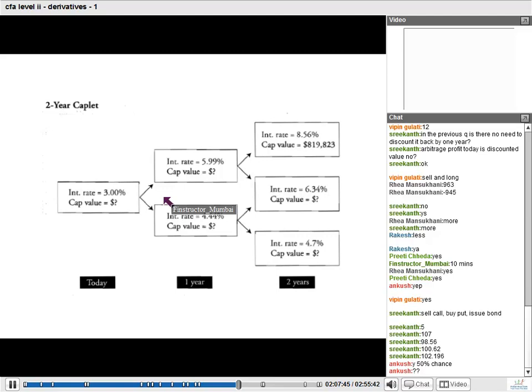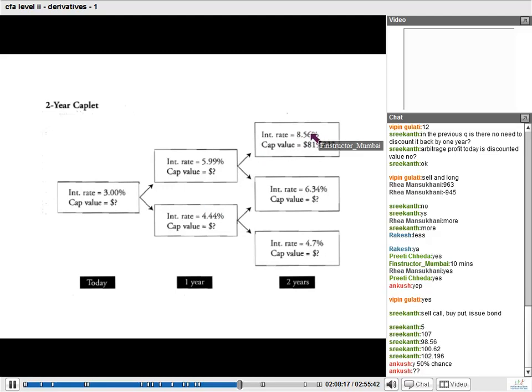So essentially there are two call options here, one at the end of 2 years and one at the end of 1 year. So first let's value the option that comes at the end of 2 years. These are the different possibilities given. Interest rates are 3% right now. They can become 6% or they can become 4.44%, with a 50% chance of each.